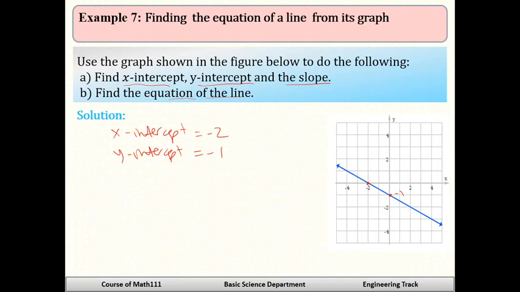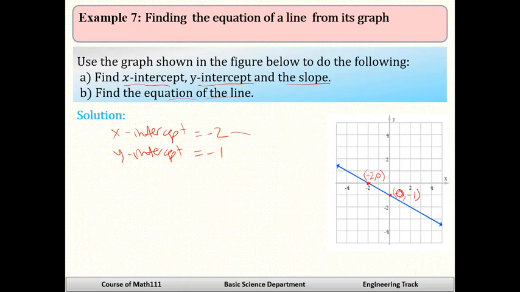And the slope, to get the slope, we can use these 2 points. So these 2 points, we have to write them as ordered pairs. Let's write this point as an ordered pair. It will be minus 2, 0. And this one will be minus 1. No, sorry, 0, minus 1.